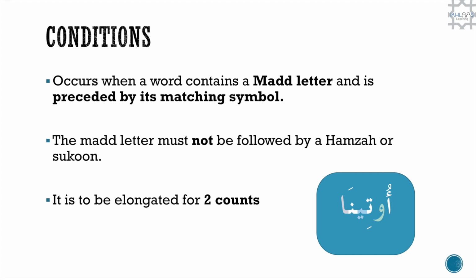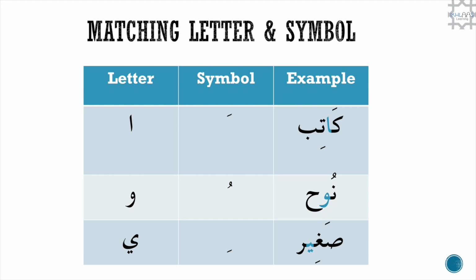Example: Utina. So we can have a look at this summary. The first example, there is an alif which is preceded by a fatha, katib. The second example, waw is preceded by a dhamma, nuh. And the third example, ya is preceded by a kasra, saghir. And you will note that there are no vowels on the letter alif, waw and ya.